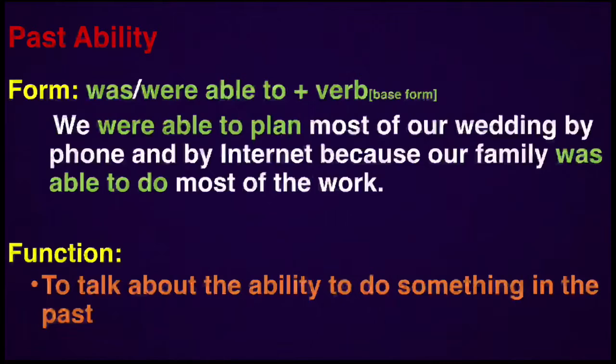So here we were able to, and then our main verb is plan. And then our family was able to, and then the main verb is do. So here the main verb is plan, here the main verb is do. And both of these are talking about the ability to do something in the past. If we're talking about the present, we would say am able to, is able to, or are able to. What makes this past ability is the form that the helping verb here is taking, was and were. Was and were is in the past, so this is past ability.